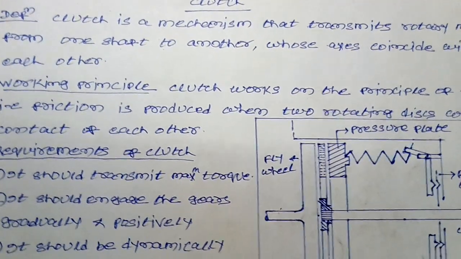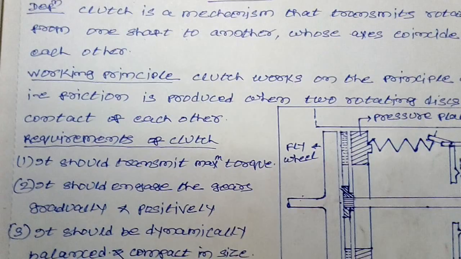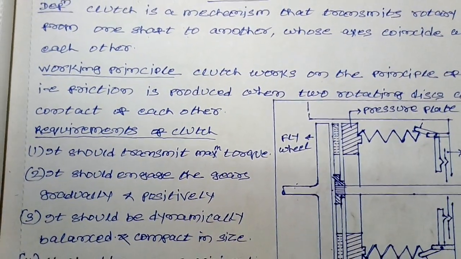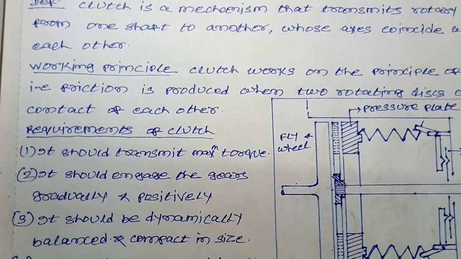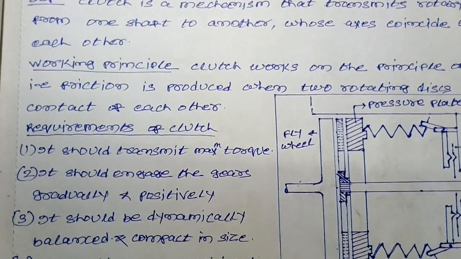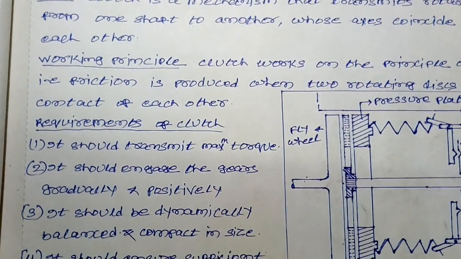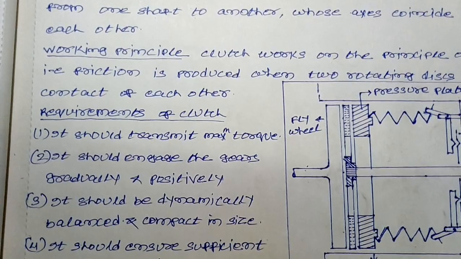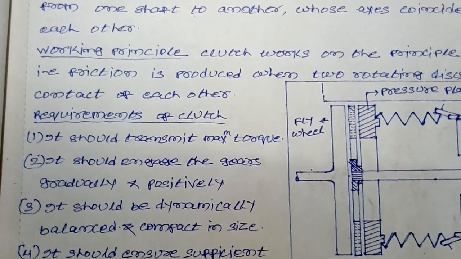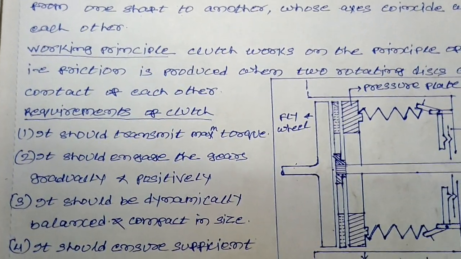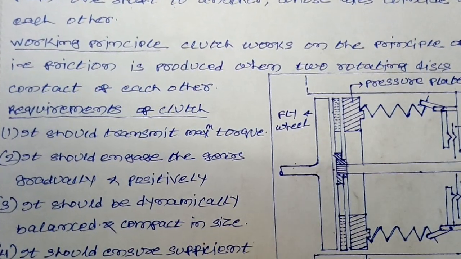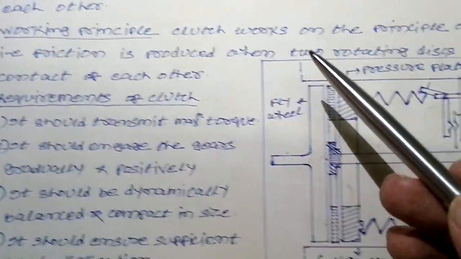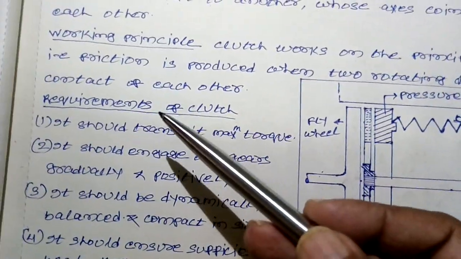Students, today we are going to discuss the clutch and its mechanism. First, its definition. What is a clutch? A clutch is a mechanism that transmits rotary motion from one shaft to another whose axes coincide with each other. The working principle: a clutch works on the principle of friction. That is, friction is produced when two rotating discs come in contact with each other.